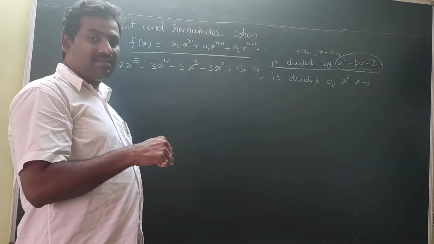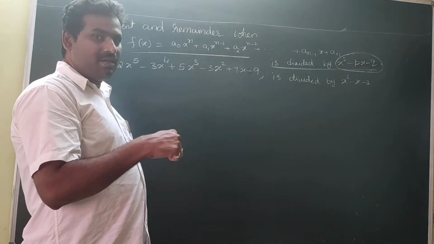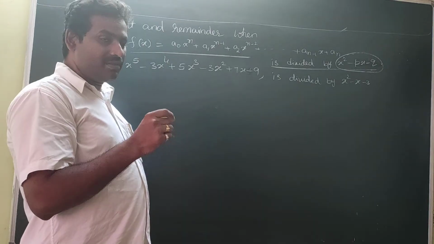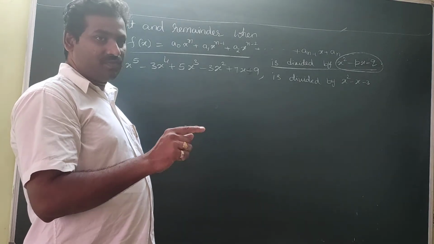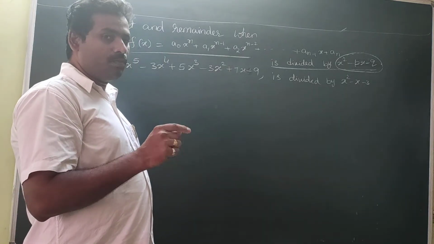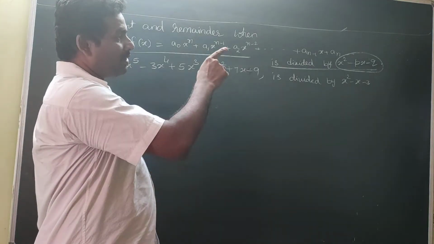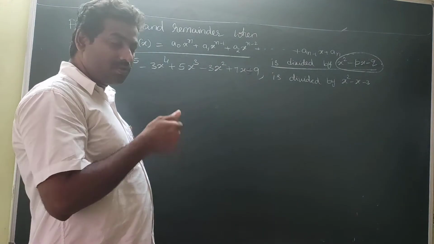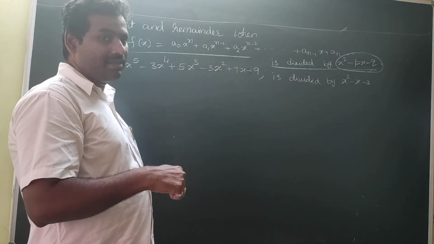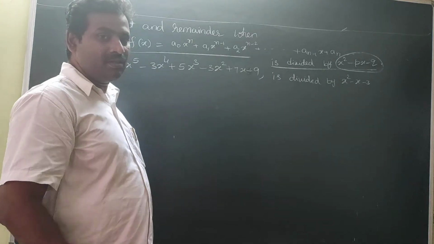So the remainder is first degree. When we are dividing with second degree, the remainder is first degree. First degree polynomial means ax plus b. Degree 0 is a constant, that is some k or 10 or 100. Degree 1 means polynomial ax plus b. Degree 2 is quadratic. So here we are dividing with degree 2, so the remainder has degree less than 2, that means degree less than or equal to 1. What is degree 1? ax plus b. That is the remainder we will see.